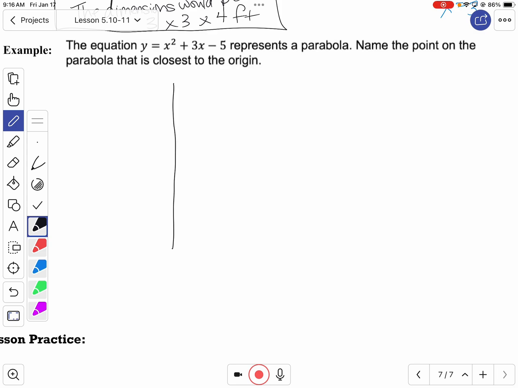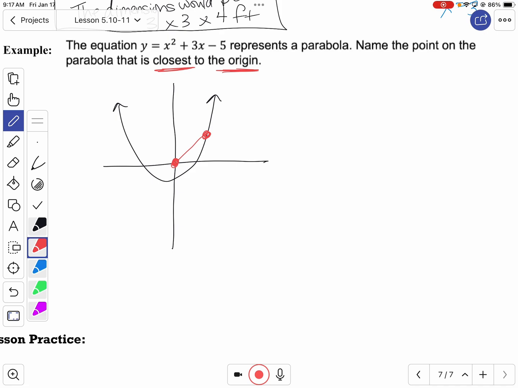I don't know exactly what this parabola looks like, but does it open up or down? It opens up, okay? And I'm really not sure where it's at on the coordinate plane off the top of my head, so I'm just going to graph it like that. I want to find the point on that parabola that is closest to the origin.